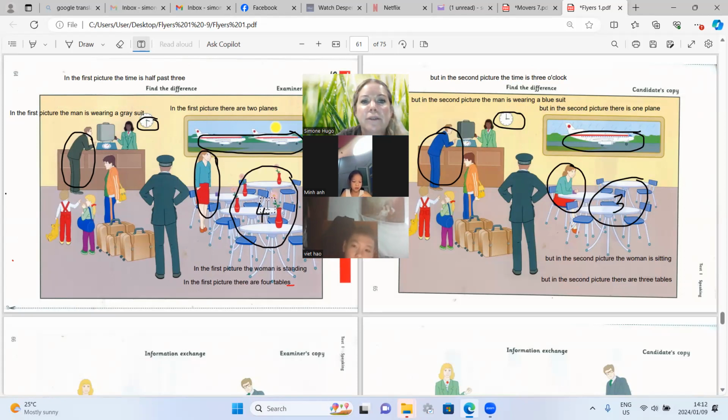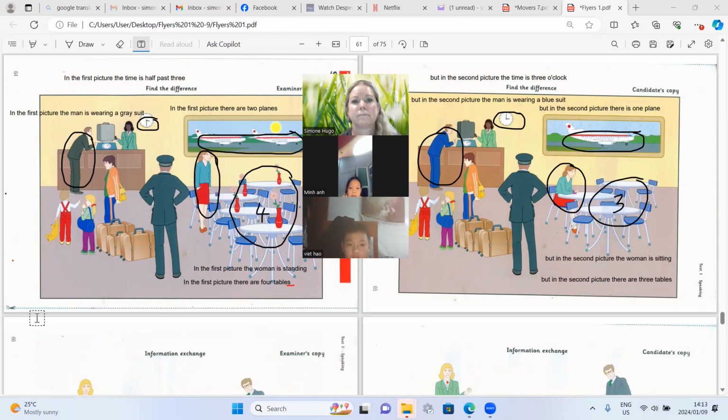Can you read those differences for me? In the first picture, the time is 3:30, but in the second picture, the time is 3 o'clock. In the first picture, the man is wearing a white suit, but in the second picture, the man is wearing a blue suit.